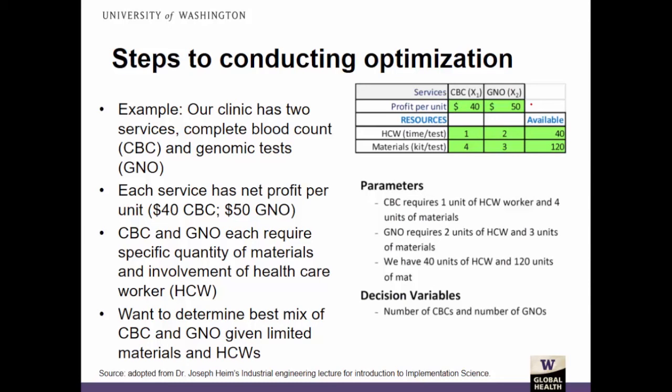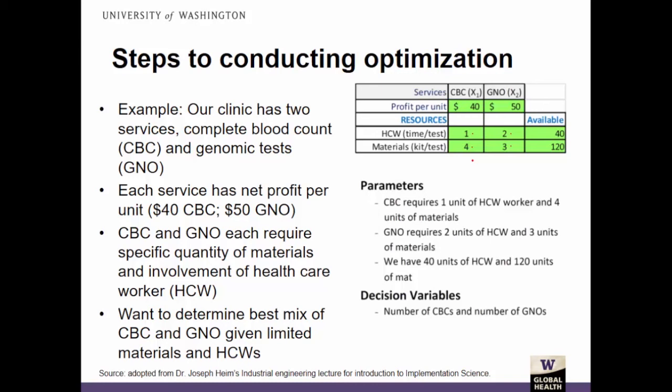So this is how they'll use these methods. Like I said, if you didn't have any constraints, you would just produce all genomic tests, right? But we do have constraints on our resources, and each test requires a different amount of resources. So the genomic test requires 2 units of healthcare worker time per test. You can see here in the figure. And the genomic test requires 3 units of materials, or here it's called a kit, per test. 3 kits per test. Whereas the complete blood count test requires only 1 unit of healthcare worker time, however, 4 units of the materials or kits per test.